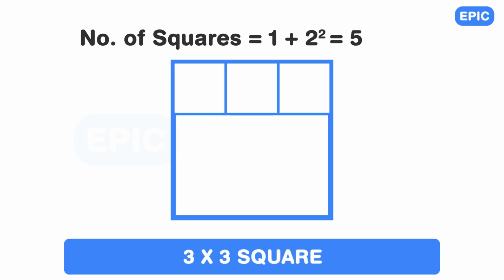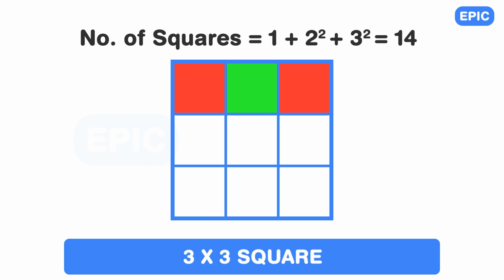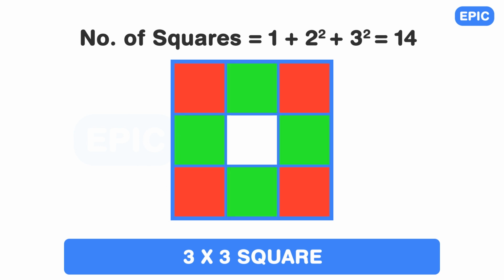A 3 cross 3 square will have 1 big square. It will also have 3 into 3, that is 9, 1 cross 1 smaller squares. You will notice that it also has 2 cross 2 squares. The number of 2 cross 2 squares will be 4. It seems that there is a pattern to it, and indeed there is.